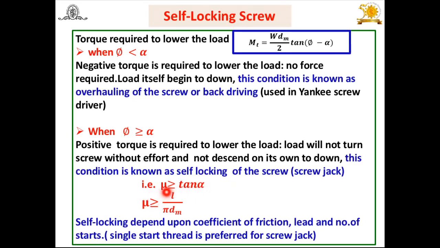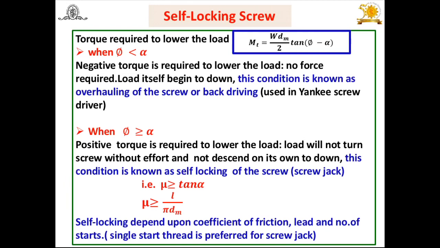And again, what is mu? Mu is greater than or equal to tan alpha, and we already derived the expression: tan alpha is equal to L upon pi dm. That means the self-locking property depends on mu, on L, and on dm. Mu, L, and dm are the important quantities, along with pi and alpha. Try to understand here.